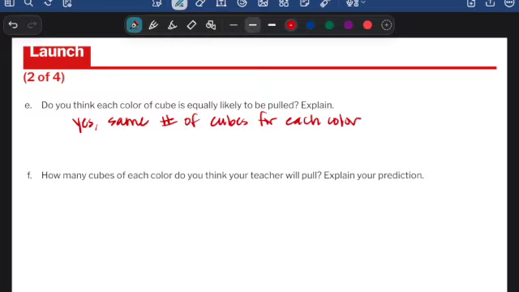How many cubes of each color do you think your teacher will pull? So if I pull it 20 times, and we know that each color has a 1 in 4 chance of being pulled, well, 1/4 of the total number of trials, let's convert that to a math equation, 25% of the number 20. What is 1/4 of 20? Well, it's 5. So I would expect to pull each color 5 times.